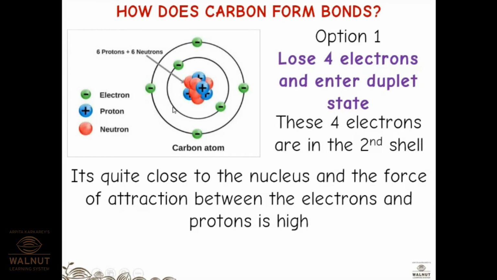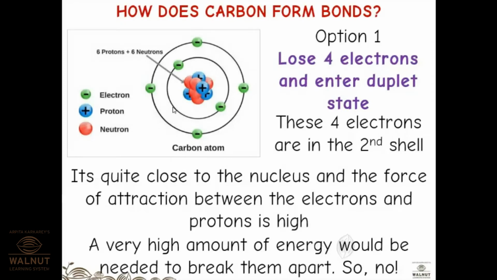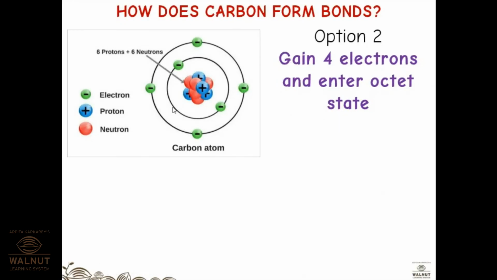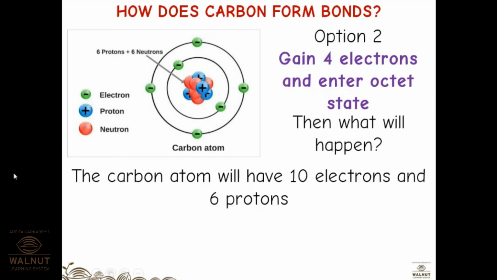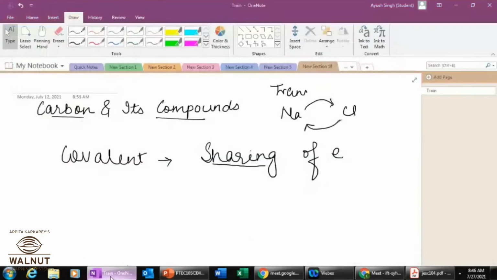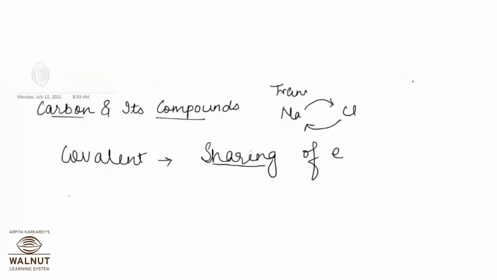So option number 1 is ruled out, where we are talking about losing 4 electrons and entering into the duplet state. A very high amount of energy would be needed to break them apart, so no. Let's go to option number 2, where it can gain 4 electrons and enter into the octet state. Then what will happen? The carbon atom will have 10 electrons and 6 protons. I'll just show you how. Maybe for some of you, imagining this will be a little difficult.